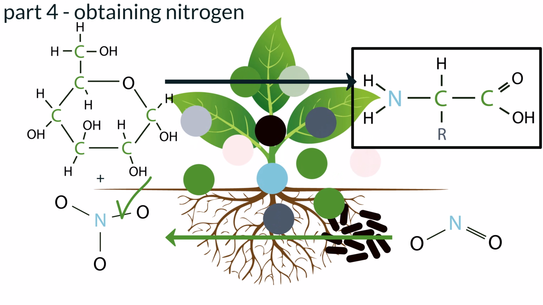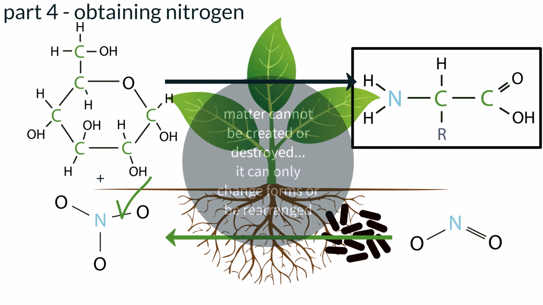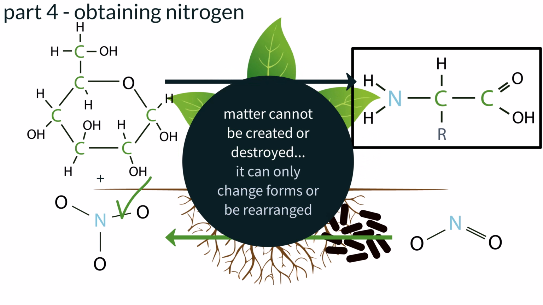The law of conservation of matter states that matter cannot be created or destroyed. It can only change forms or be rearranged. As you can see, atoms are continuously cycling between different molecules and organisms. Carbon, hydrogen, nitrogen, oxygen, and other atoms are constantly being rearranged into different molecules that are necessary for life. The cycling of these main elements keeps life sustained and ecosystems functioning.